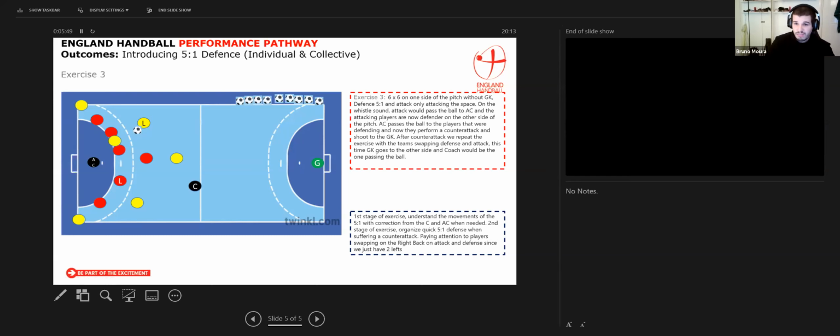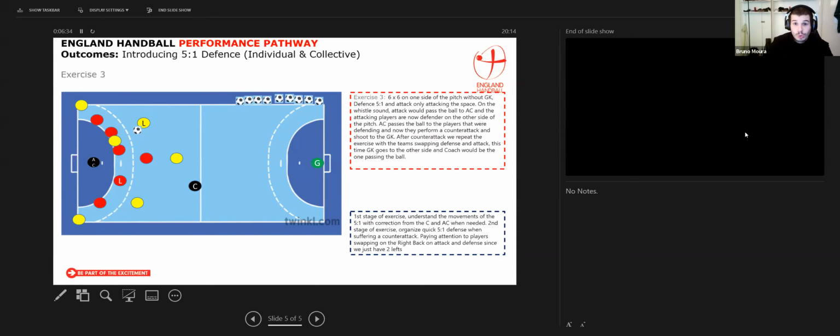After passing for, let's say, 10-20 seconds, the coach will blow the whistle. The attacker that has the ball needs to pass the ball to the assistant coach that's inside the area. The attackers run back to defense, and the defenders make a fast break. So 6 against 6 on the other side of the pitch with a shot on goal. Basically we would apply the 5-1 defense in a real situation, on a 6 versus 6.